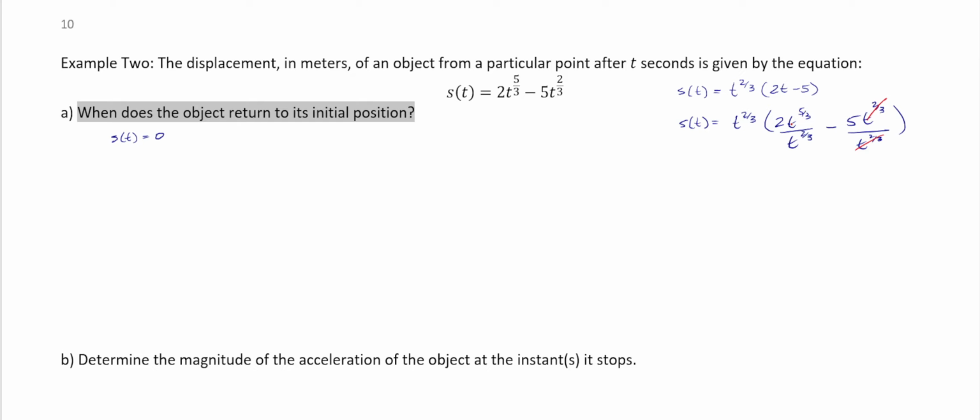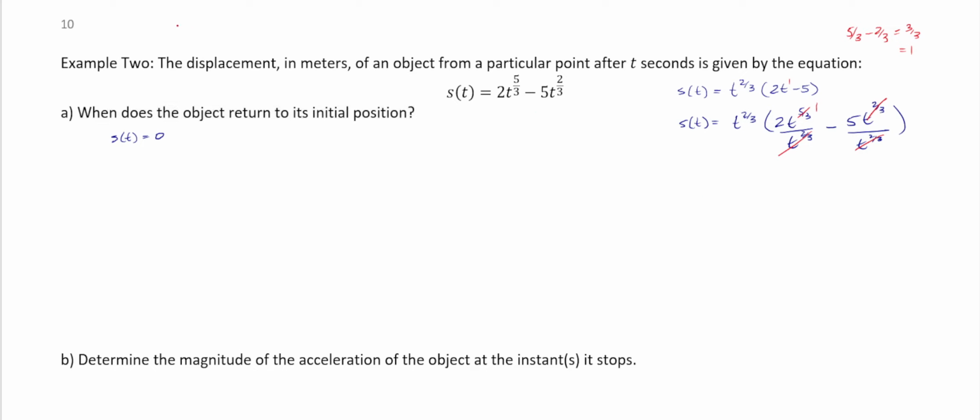Well, remember that if you are dividing two of the same bases, then you can subtract their exponents. So 5 over 3 minus 2 over 3. We're subtracting the exponents because the bases are the same. That's just equal to 3 over 3, and that's just equal to 1. So that's just 2t to the power of 1. So that cancels, and this just becomes 1, and that's how we ended up with our exponent there.